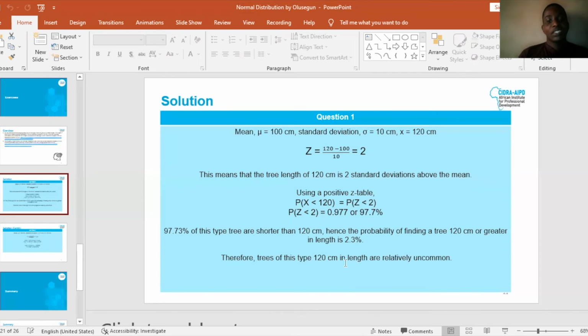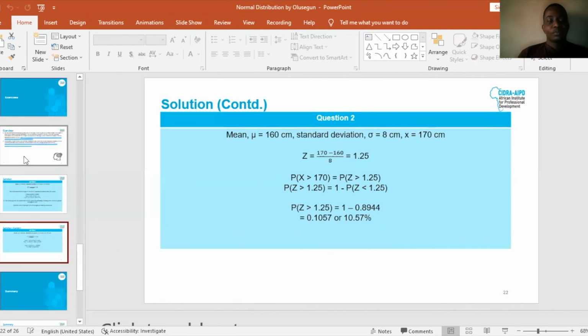Therefore, trees of this type, 120 centimeters in length, are relatively uncommon. We don't find them that often because 97.7% of trees are shorter than 120 centimeters, according to our calculations and the use of the z table. Very straightforward to calculate. Now, the solution to question 2.